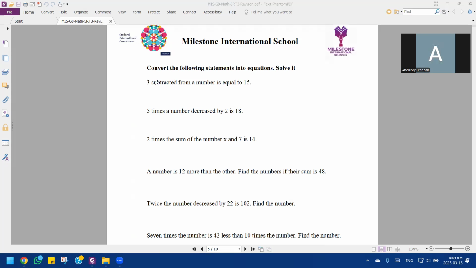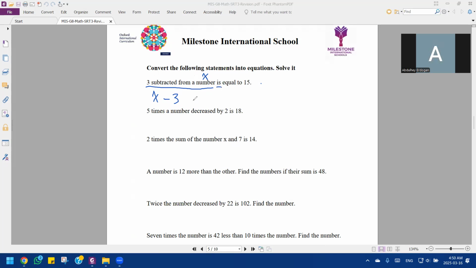First, we have 3 subtracted from a number is equal to 15. Let's do it part by part. 3 subtracted from a number. We say a number is x. We don't know what it is. So this one doesn't mean 3 minus x or x minus 3. How do I know? You check the words. So from here is tricky. 3 subtracted from what? From x. So actually, it's a 3 subtracted from x. So it's x minus 3. When you see from, you need to be careful. It's flipped. It's not 3 minus x, it's x minus 3.